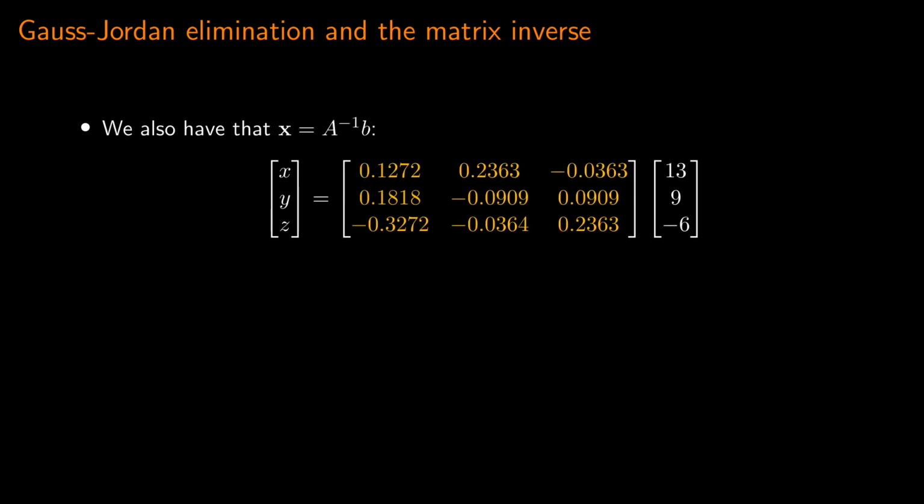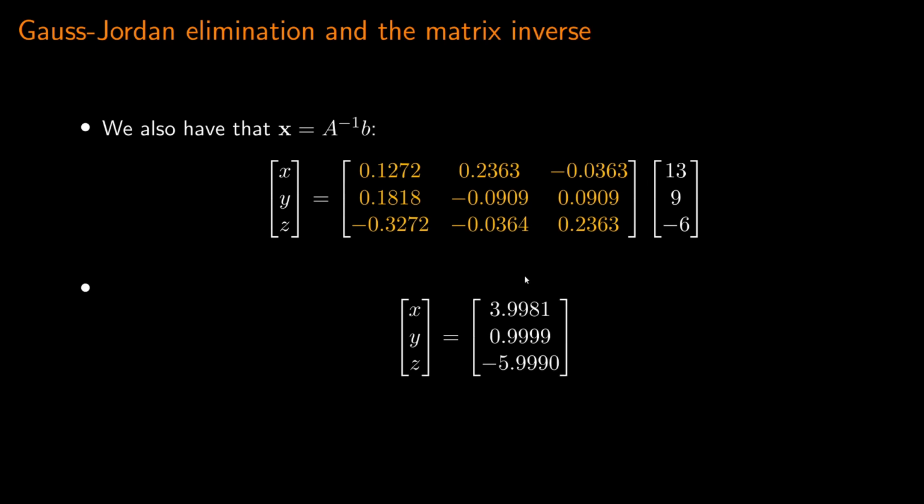Now, we also know that x, our original unknown values, is equal to A to the minus 1 times b. So we can write that out. So we can write out the coefficients here of the inverse of A that we've calculated, multiplied by b, which if you remember was 13, 9 and minus 6. And we can use this to calculate the values of x, y and z.